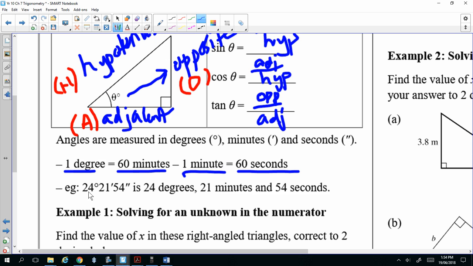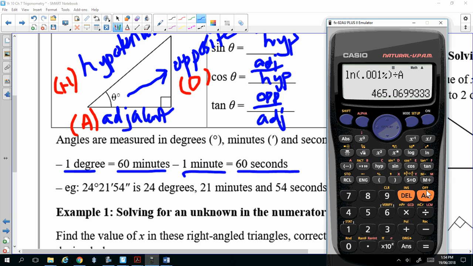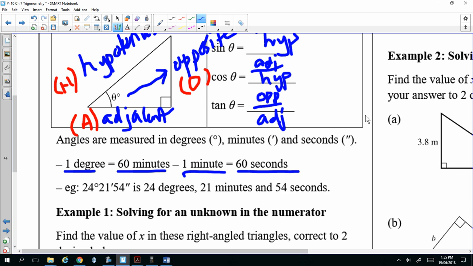And to enter this on a calculator, you press 24 degrees, this is the button you press, 21 minutes, 54 seconds. Now, if you're going to enter 50 minutes, you have to press 0 degrees, 50 minutes, and no seconds like that. Alright, so now we're going to do some questions.